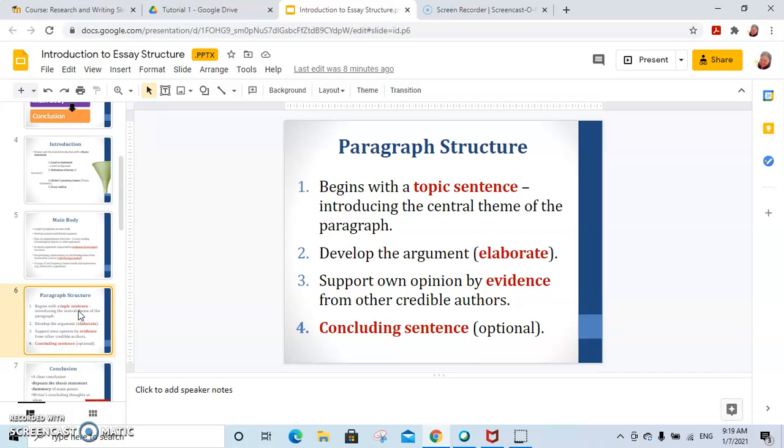Now, paragraph structure. Each body paragraph begins with a topic sentence. Okay, a topic sentence states the main idea of the particular paragraph, and is then followed by all of the supporting details. Now, the supporting details can be in the form of sound opinions, okay, supported by evidence from published work, and then finally a concluding statement that reiterates the topic sentence. But this, however, is optional.